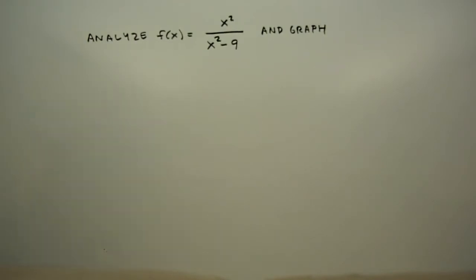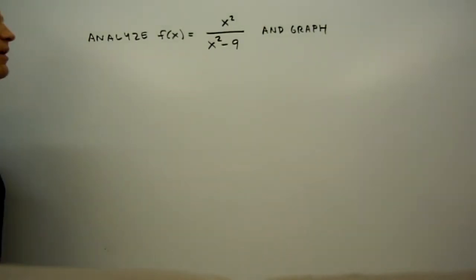Now we are going to analyze this rational function using its asymptotes and the information we get from the first derivative as a help to graph the function. So first of all, let's determine what the asymptotes of the graph are.